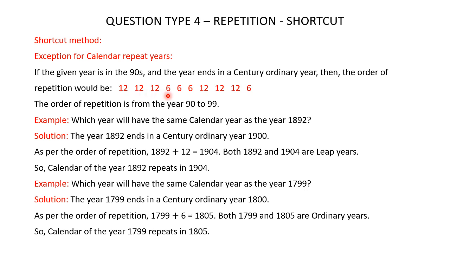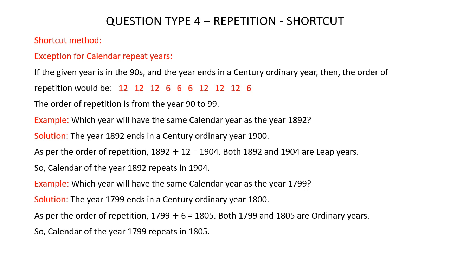Similarly, if the given year is 93, then you have to add 6 to the given year to get the repeat year, and so on till 99, which means if the given year is 99, then you have to add 6 to the given year to get the repeat year. So the order of repetition is 12 12 12 6 6 6 12 12 12 6, and the order of repetition is from the year 90 to 99.